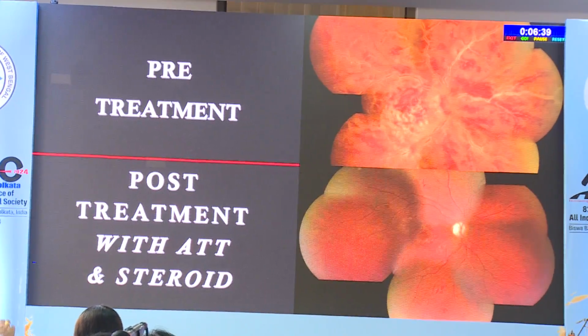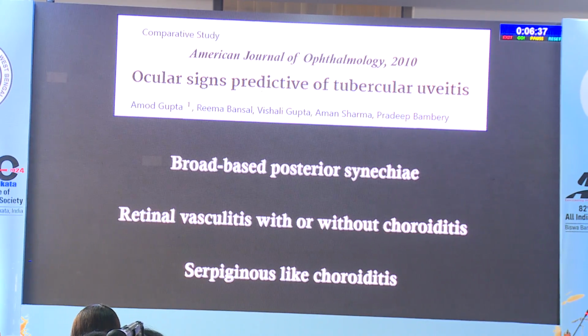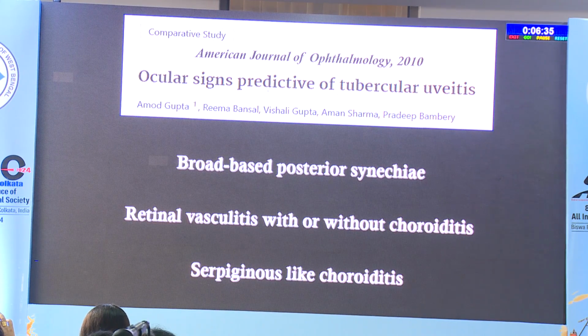So diagnosis is very important. How do you diagnose? Ocular signs predictive of tubercular uveitis.